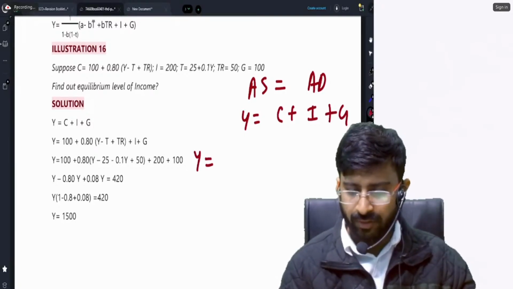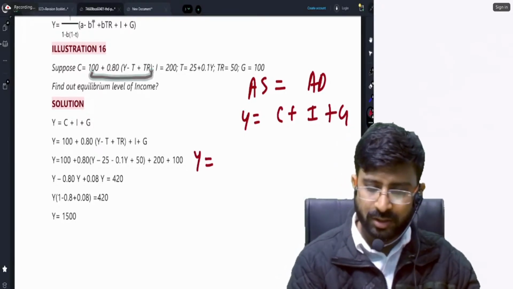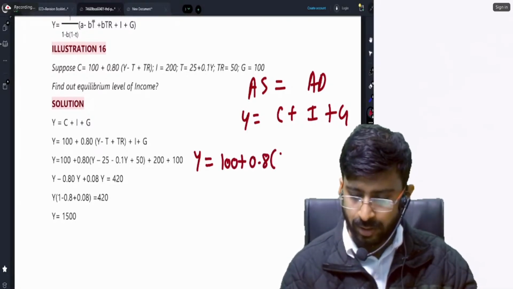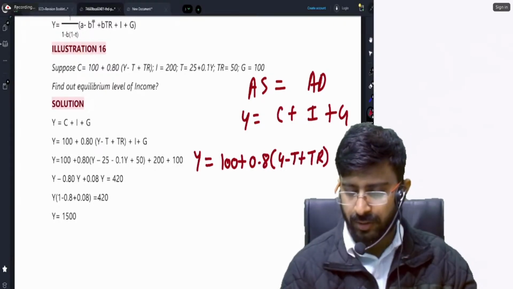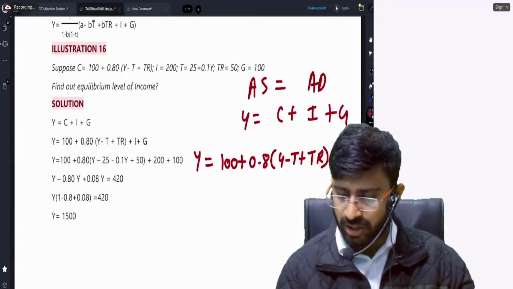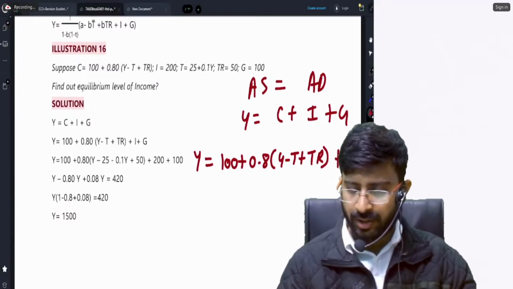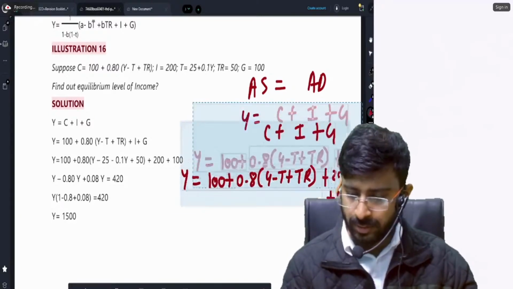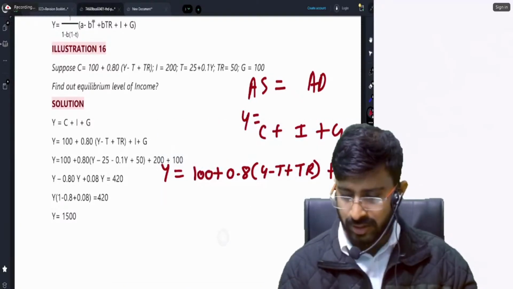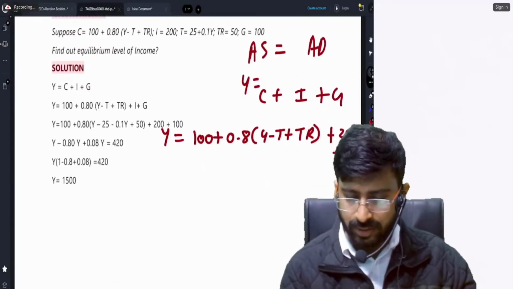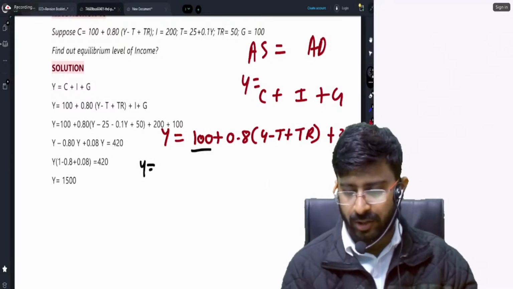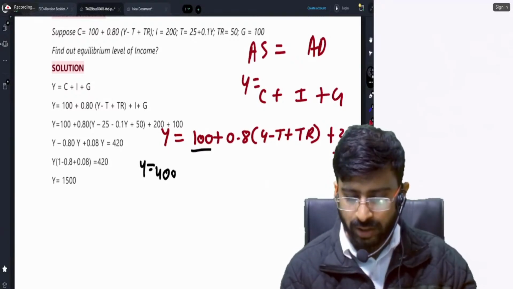Now, everyone, Y equals C is what? C is 100 plus 0.8(Y minus T plus TR) plus I plus G. I is 200 and G is 100. Is this clear so far? Yes or no, guys? Yes, sir. So now in such a scenario, Y equals 100, 200, 300. So basically 400 is what you get here.